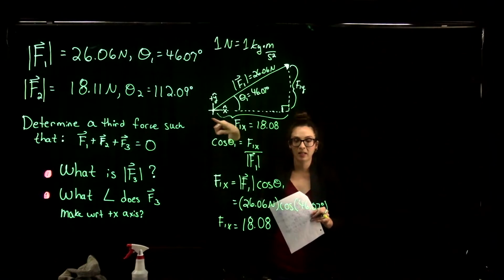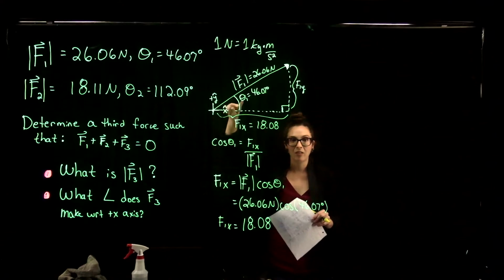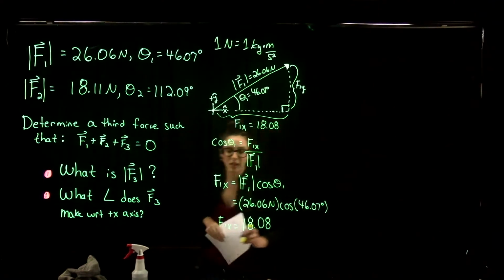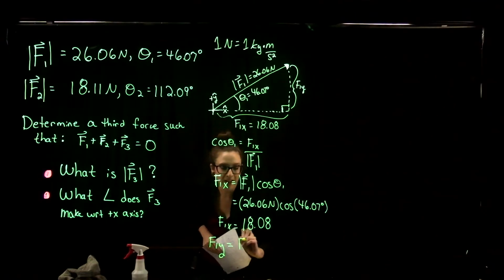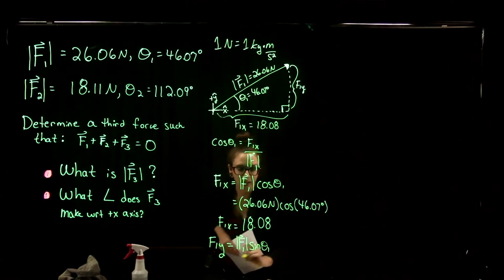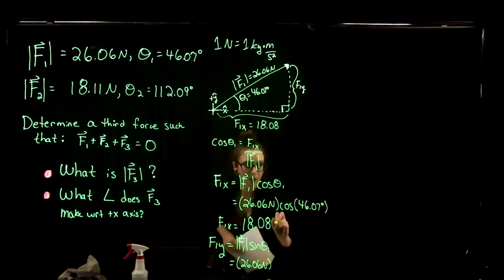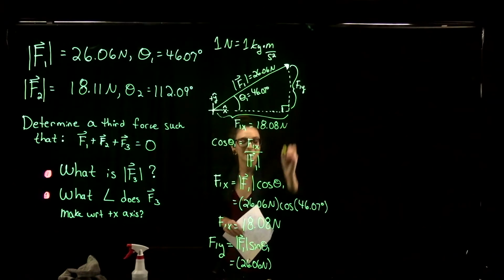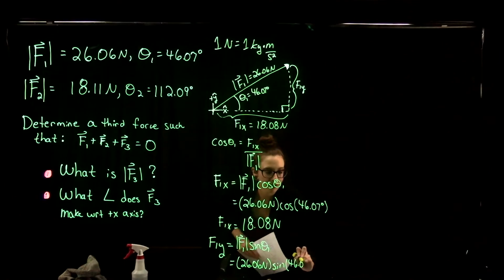All right. So for the y component of F1, if I know that I had to use cosine of this angle theta to get the x component, then I have to use sine of this angle to get the y component, because F1y is opposite of my angle here. So F1y is equal to the magnitude of F1 times sine theta 1. So that's going to be 26.06 newtons. These components also have units of newtons. Times sine of my angle of 46.07 degrees.